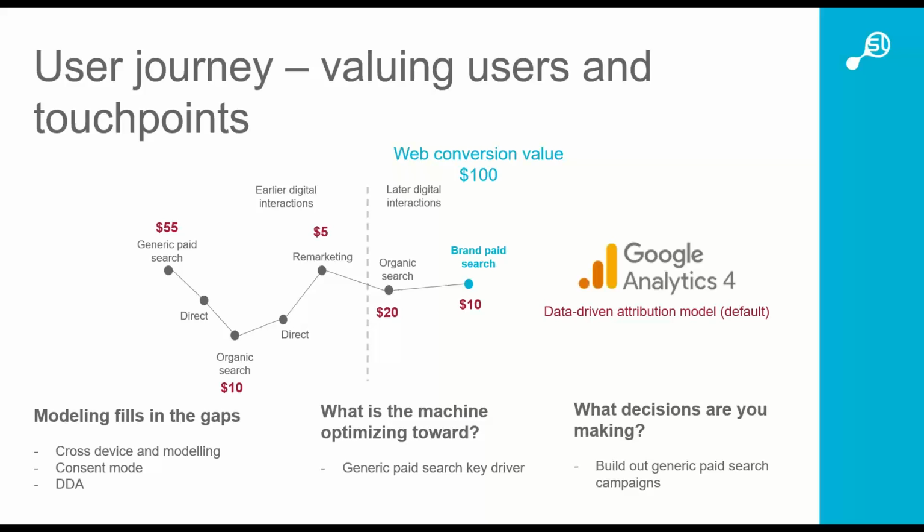What decisions as a human are you making? You can see that generic paid search is actually providing a good return, and you want to dig deeper into that and build your campaigns out, and maybe even in tandem build out organic around certain areas that are working, based on your insight from this data-driven attribution model.